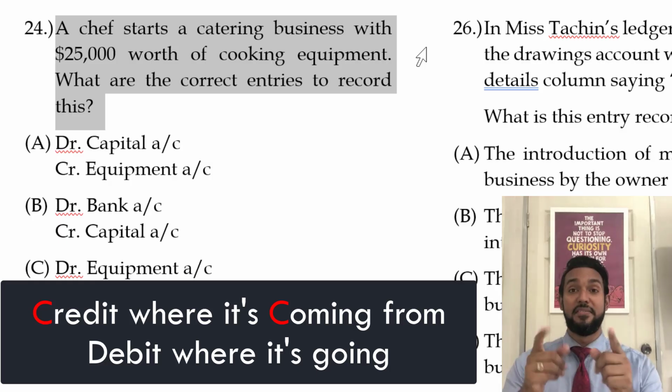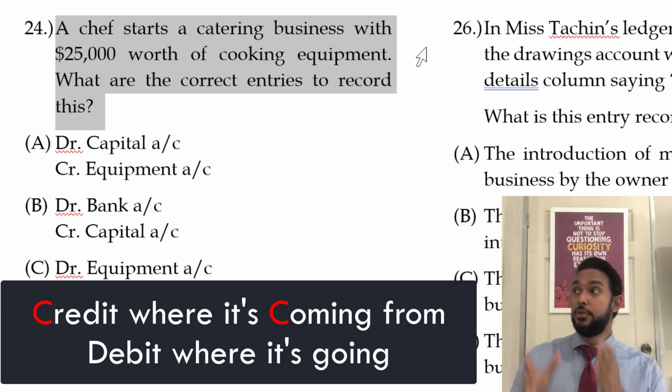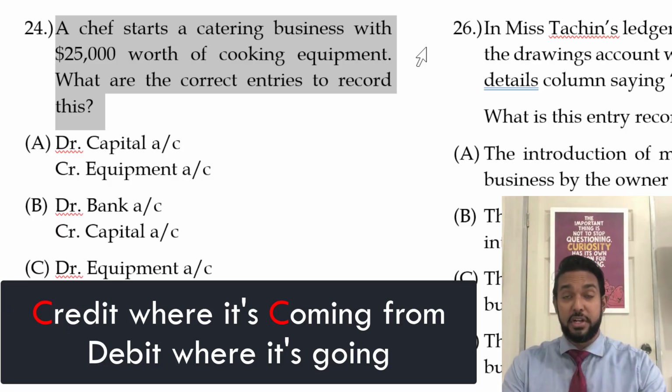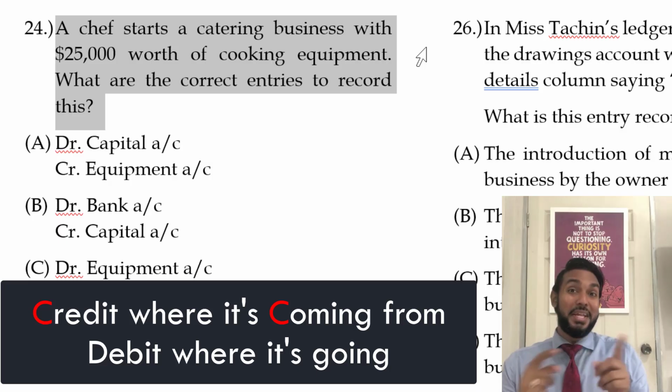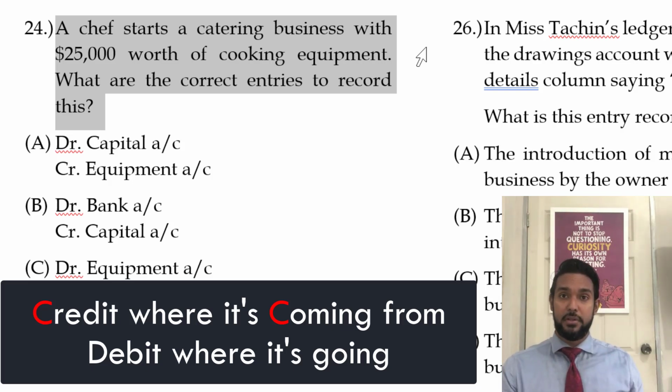What is it? The value. Who is putting in value? The owner. So the value to start the business is coming from capital. So you credit where it's coming from. So we have to credit capital. And where is the value going? It's going into the business, but specifically where? What is being introduced? What asset? What resource? Cooking equipment. So you have to debit cooking equipment. So you credit where it's coming from, debit where it's going.